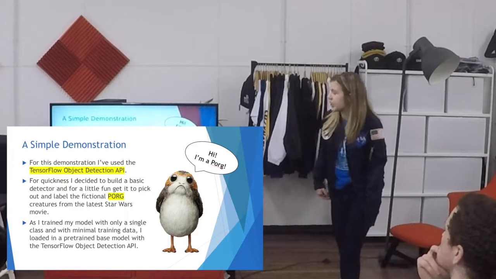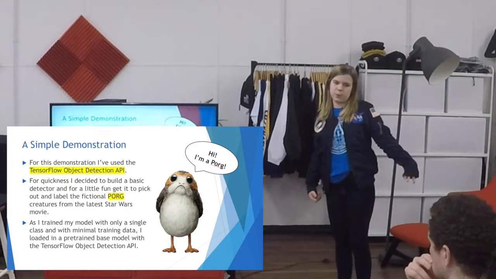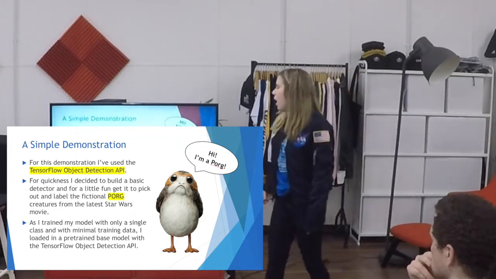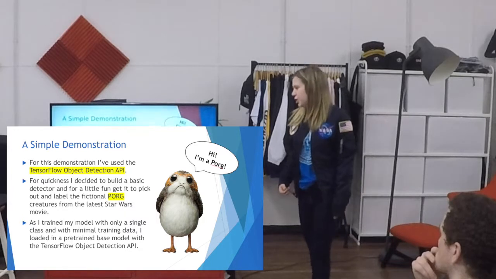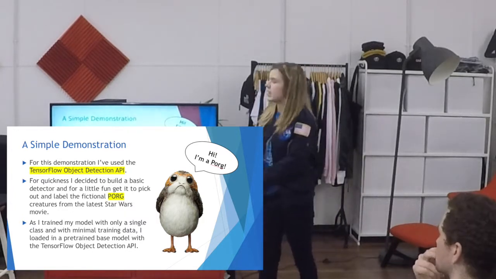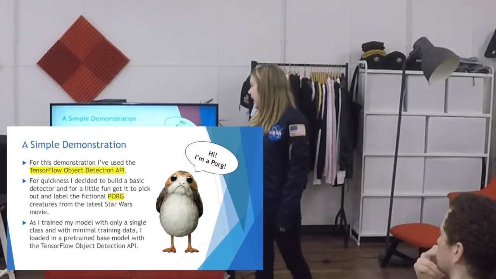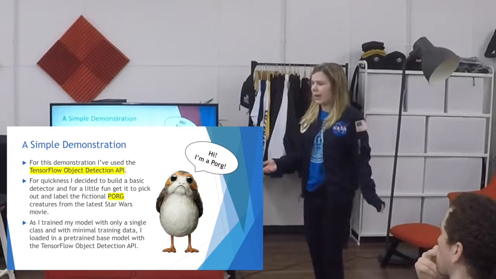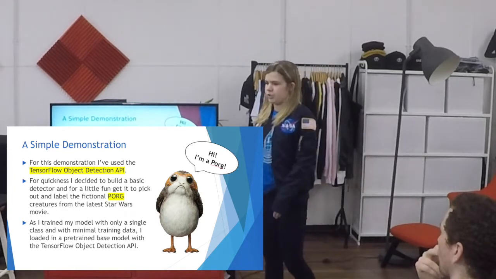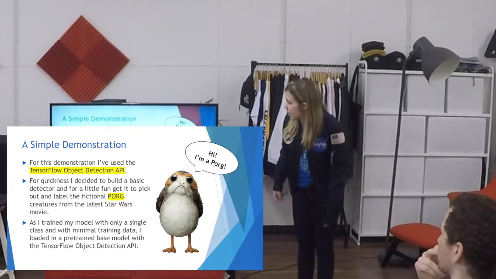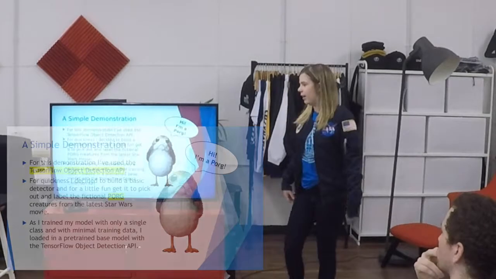For my demonstration, I've been using the Tensorflow object detection API, which is the easiest way I've found of doing this. And I just decided to build a simple base model to show off a porg detector, because they were my favourite part of the new Star Wars movie. Because I was just training my model with a single class and with minimal training data that I collected myself, I decided to do transfer learning and load in a pre-trained model and then add my class of porgs onto that.